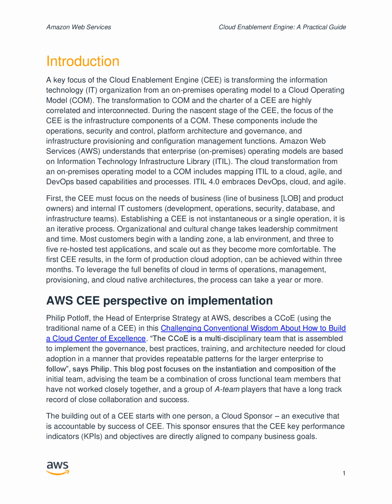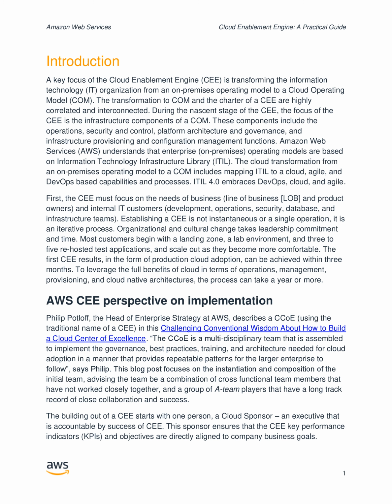Establishing a CEE is not instantaneous or a single operation, it is an iterative process. Organizational and cultural change takes leadership commitment and time. Most customers begin with a landing zone, a lab environment, and 3 to 5 re-hosted test applications, and scale out as they become more comfortable. The first CEE results, in the form of production cloud adoption, can be achieved within 3 months. To leverage the full benefits of cloud in terms of operations, management, provisioning, and cloud-native architectures, the process can take a year or more.